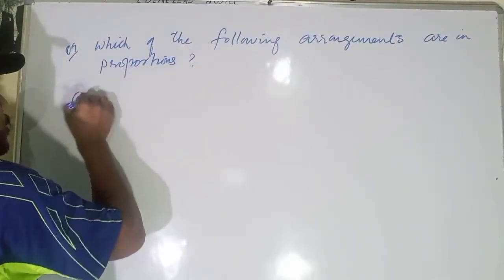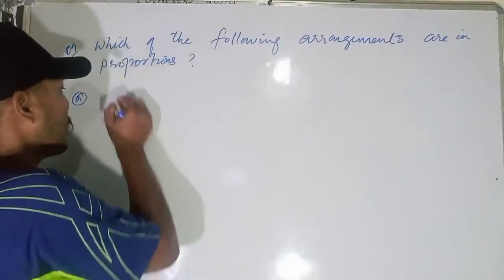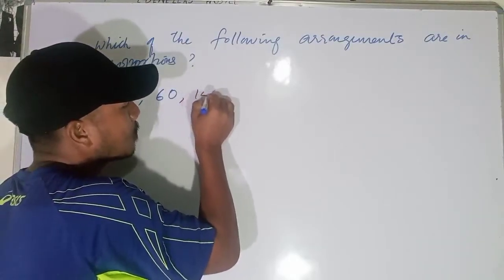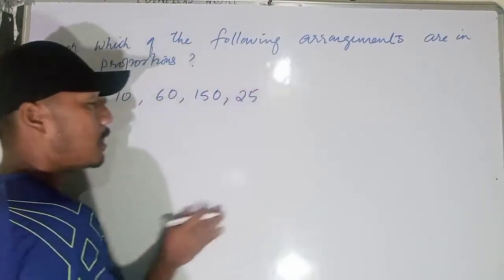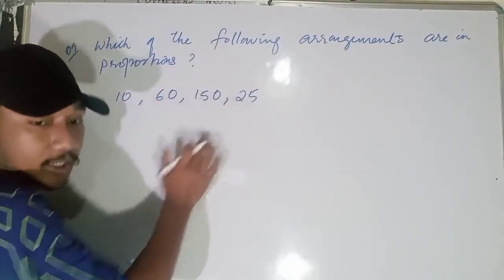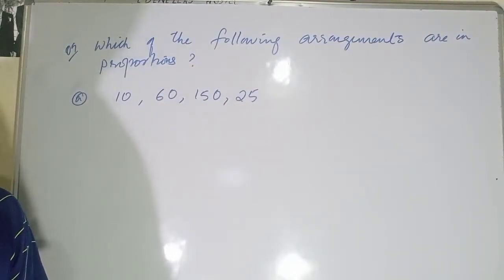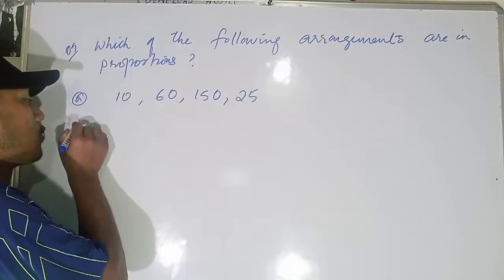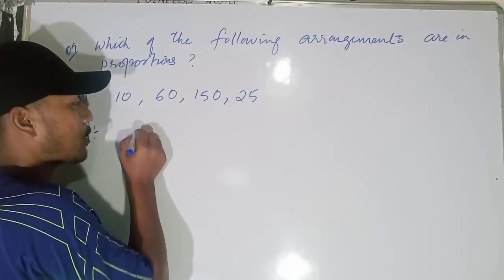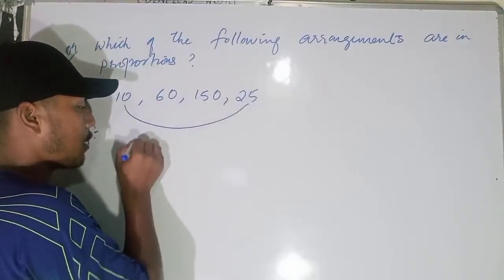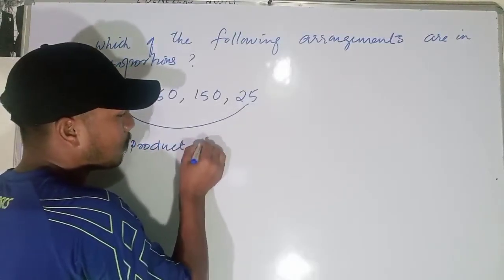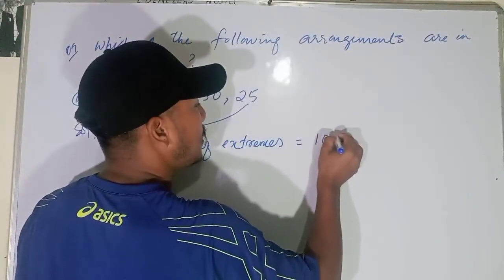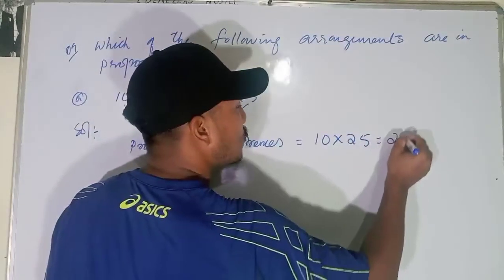So number 1, what is given? 10, 60, 150 and 25. What shall we do is multiply the first and the last. That means we will compare the product of the two extremes and the product of the means. First, the product of the extremes: 10 into 25. That is 250.